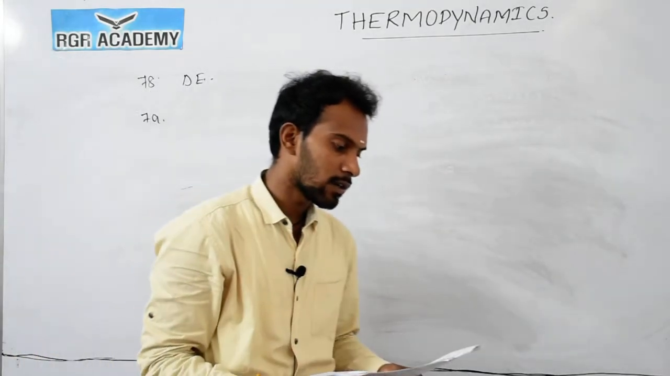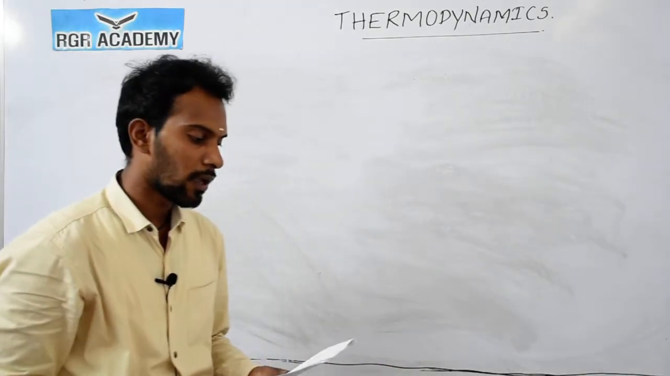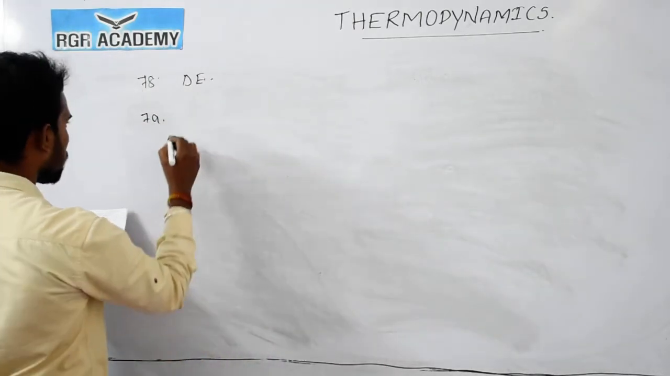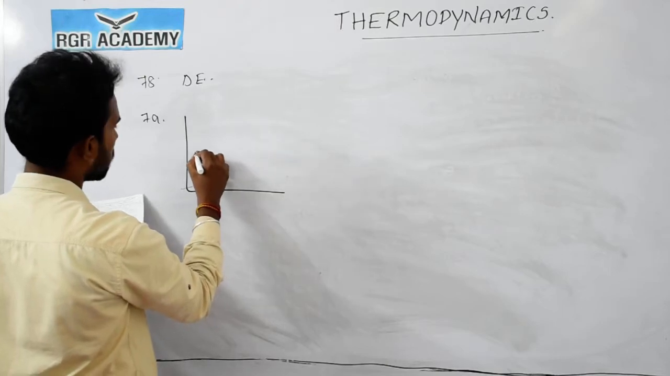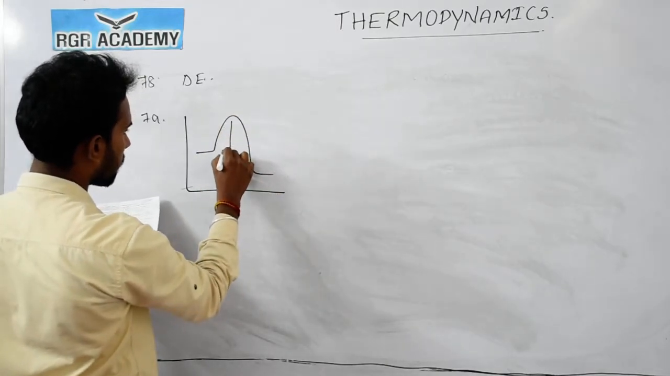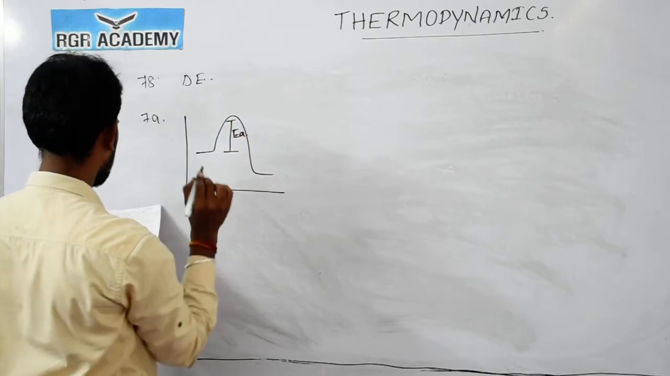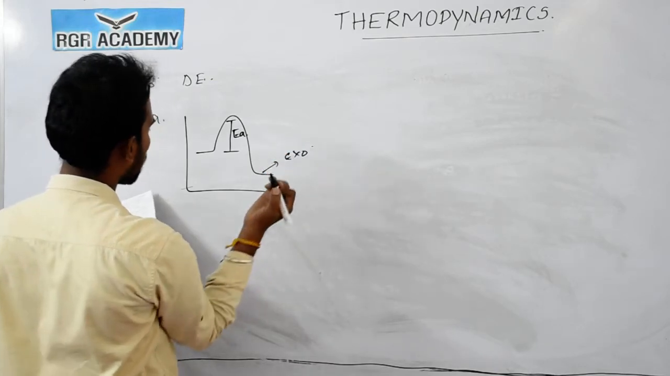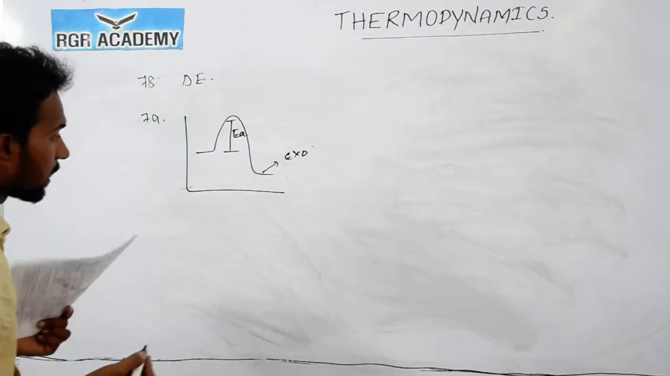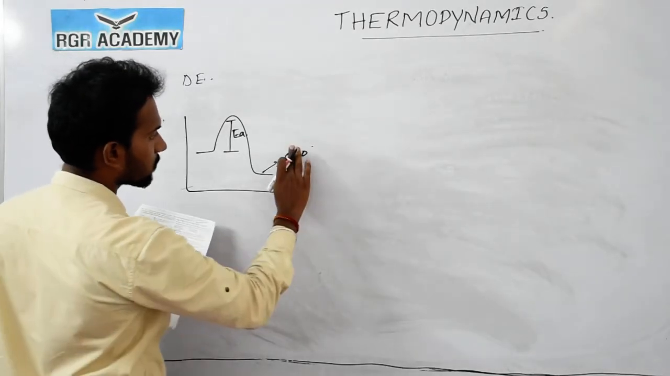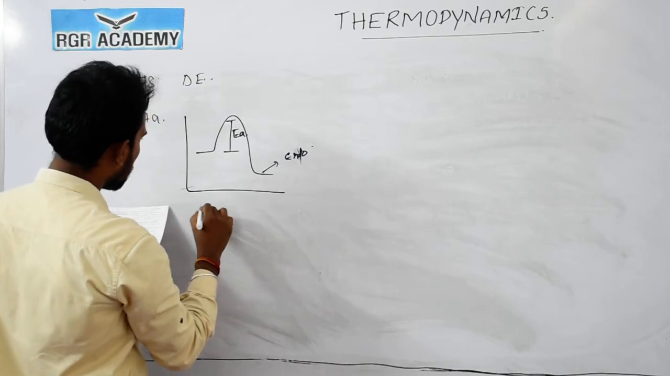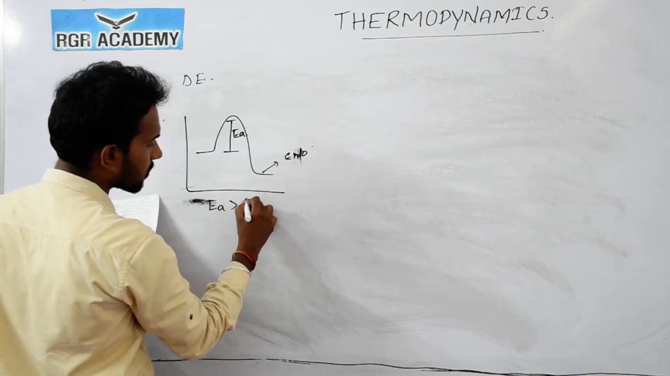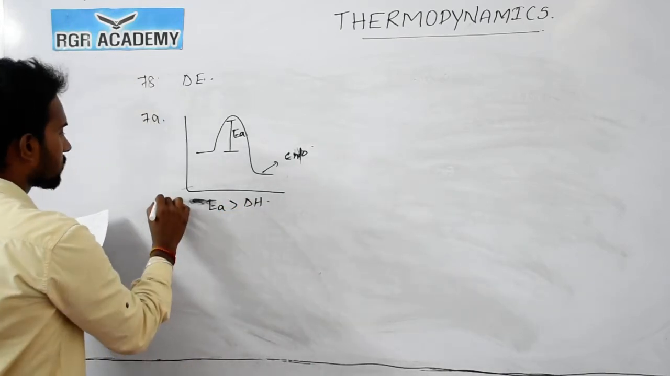For an endothermic reaction, delta H represents the enthalpy in kilojoule per mole, for the value of energy of activation. So see this reaction: the reactants, the products. This one is called the energy of activation. This one is exothermic, and this one is endothermic. So here the enthalpy of activation is greater than delta H. So the answer is 2.